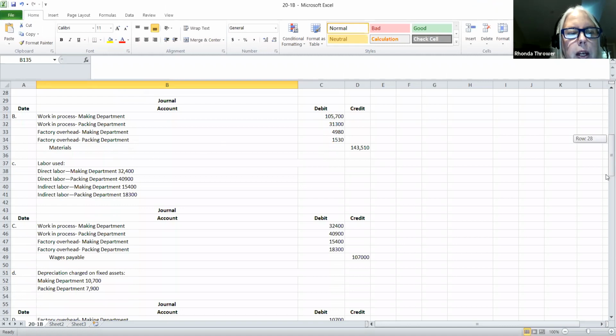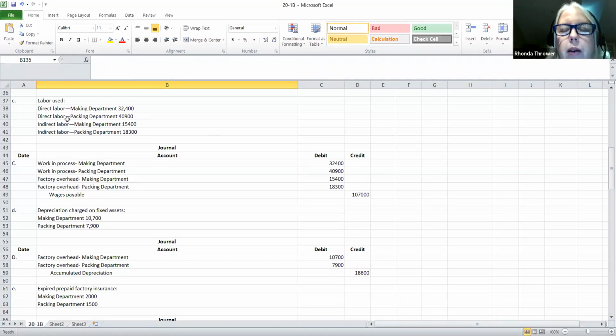In part C, they gave us some information about some labor that we had incurred during this time period. We had direct labor that was incurred in the making department for 32,400. We will debit our work in process for the amount of the direct labor, and it's going to the making department, so we're debiting it for 32,400. Our direct labor for the packing department is also debited to work in process at $40,900.